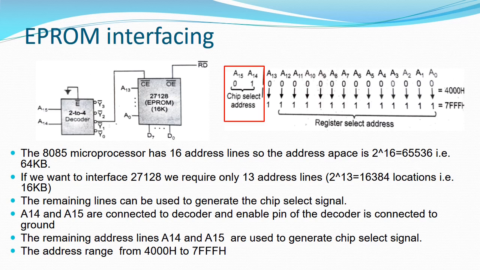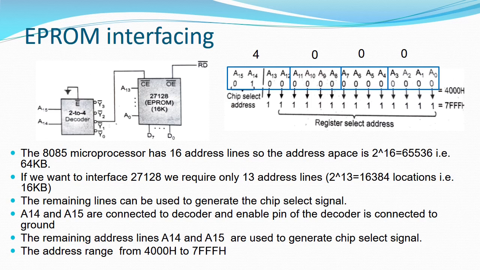Here we can make groups of 4 bits to find the hexadecimal address. All zeros give us the lower address, and all ones give us the higher address. Here, the lower address is 4000H, where H again stands for hexadecimal, and the higher address is 7FFFH. So the address ranges from 4000H to 7FFFH. Here we can say that H stands for hexadecimal number.